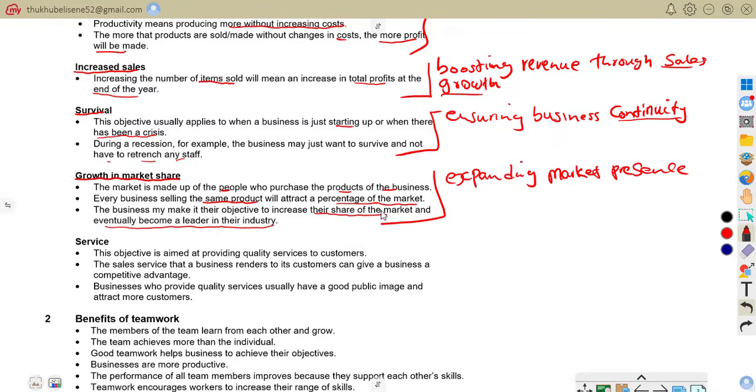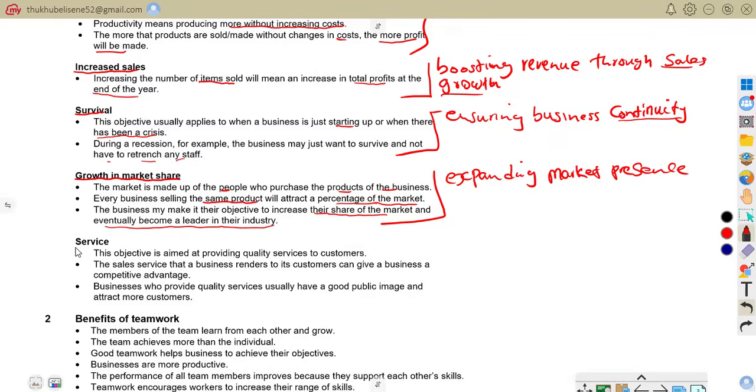So in the industry that your business is operating in, you're going to fight to be a leader in that industry. For you to be a leader, that's only when you have a large market share. It means now you're going to be able to serve many potential customers in that industry. So that is when your business will show growth, if it has more customers that it's serving. So that is growth in market share.